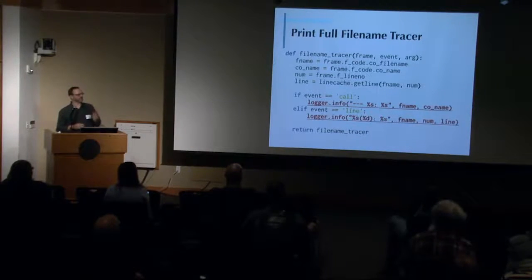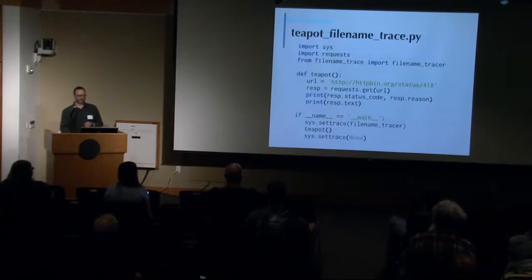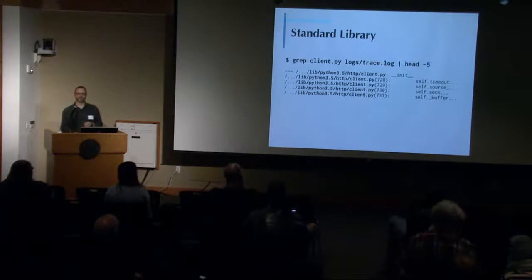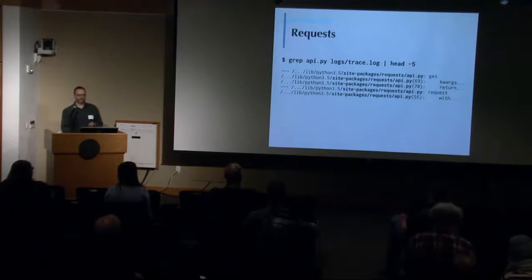I haven't shown the logging configuration here, but you can imagine that you can have the logging going to an entirely separate file. So here we run the same thing, and then we grep through the trace.log file that we produced. You can see clearly that client.py does indeed belong to the HTTP package in the Python 3.5 standard library. It's also clear that API.py belongs to the requests package.